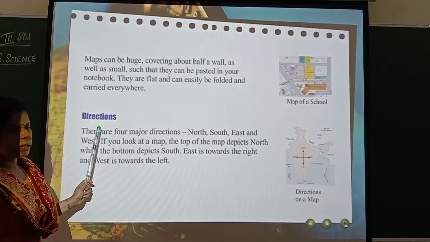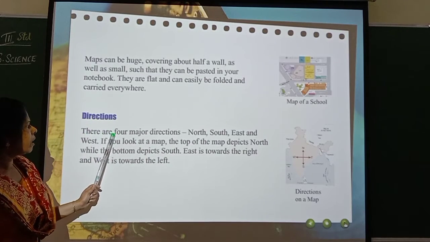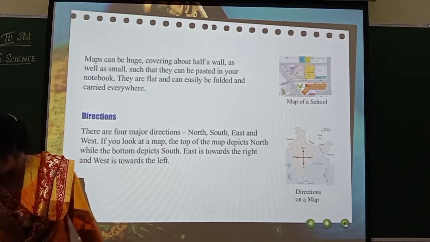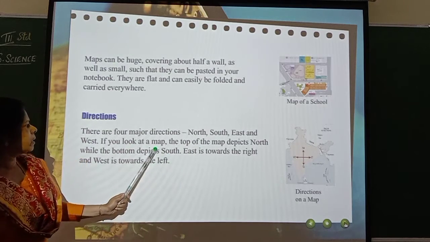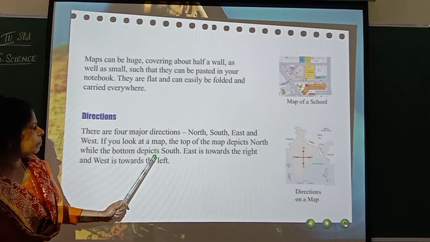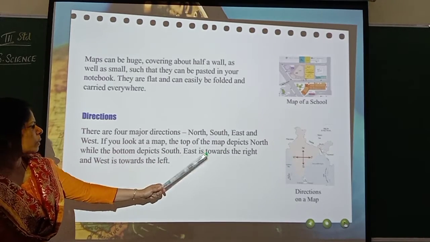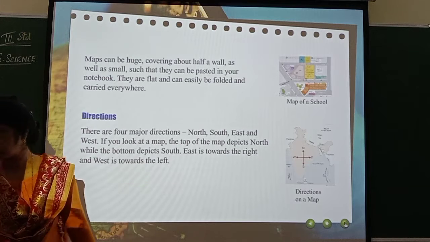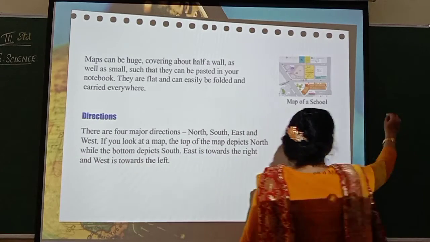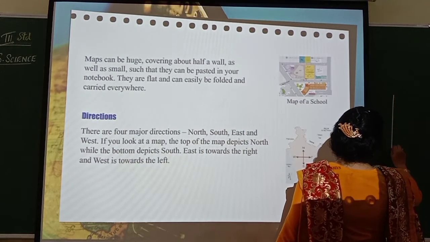Now, let us see the directions. There are 4 major directions: north, south, east and west. If you look at a map, the top of the map depicts north, while the bottom depicts south. East is towards the right and west is towards the left. Now children, it will be like this.